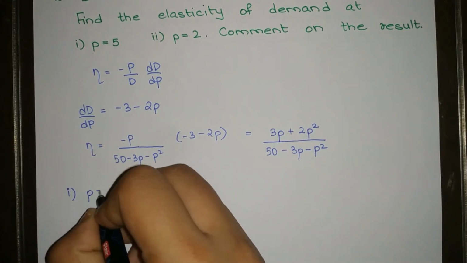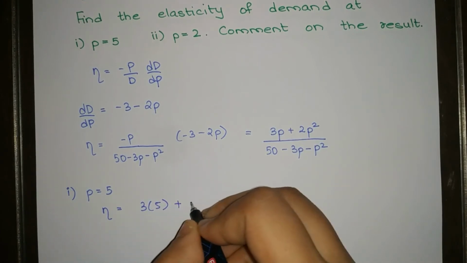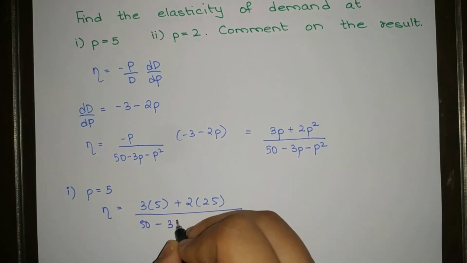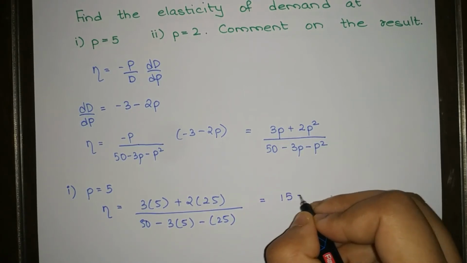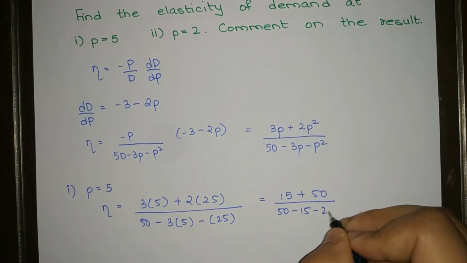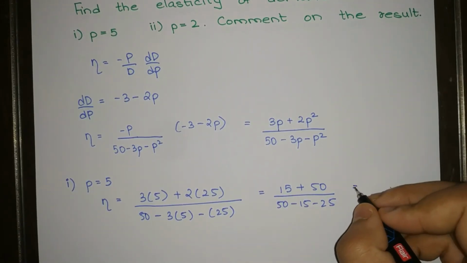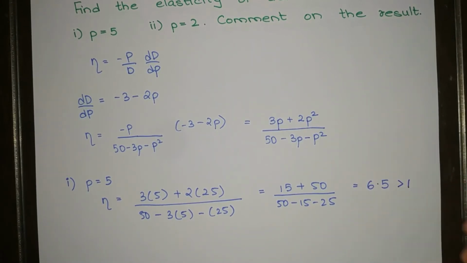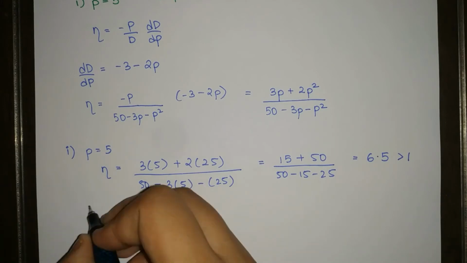So first, if p is equal to 5, then what happens? Eta is equal to 3 into 5 plus 2 into 25 divided by 50 minus 3 into 5 minus 25. Okay, so this is equal to 15 plus 50 divided by 50 minus 15 minus 25. So in the denominator this will be 10 and in the numerator 65. So this is going to be 6.5, which is greater than 1, and this is very much more than 1, right? Therefore we will say over here that the demand is elastic.